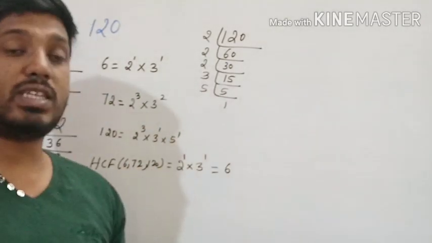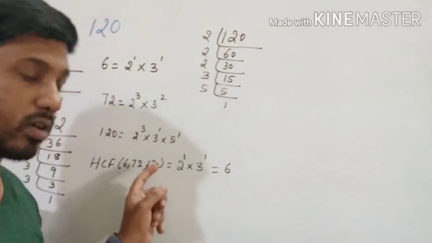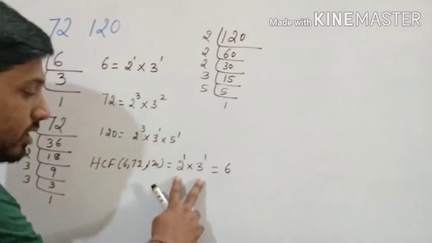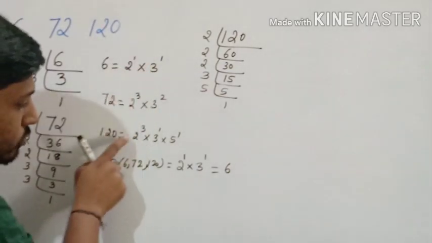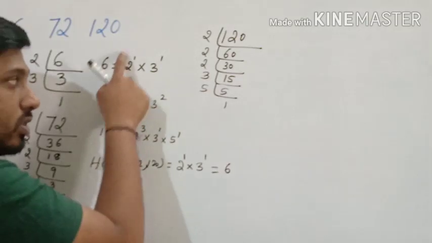I repeat, HCF is nothing but the product of the common factors with the least power. So here 2 and 3 are common for all the 3 numbers, so I have chosen them with the least power. Here we have 2 to the power of 1, 2 to the power of 3, 2 to the power of 3. So among 2 to the power of 3, 2 to the power of 3 and 2 to the power of 1, this is the least.